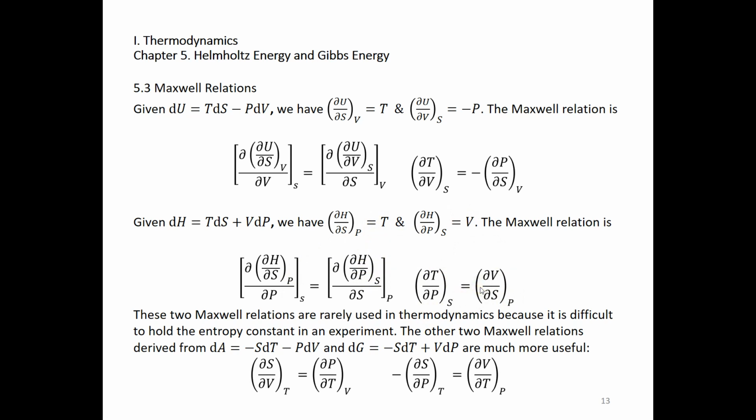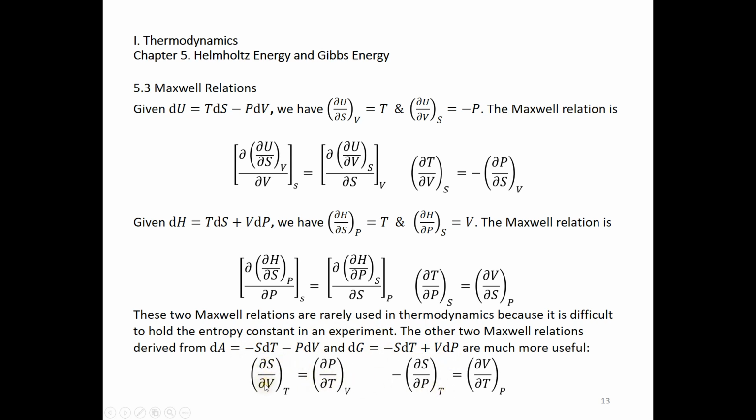These two Maxwell relations are correct, but they are rarely used in thermodynamics. It's just hard to hold the entropy constant in an experiment. The other two Maxwell relations derived from dA and dG are much more useful. So dA is negative S dT minus PdV, dG is negative S dT plus VdP. From these two equations, we get two more Maxwell relations.